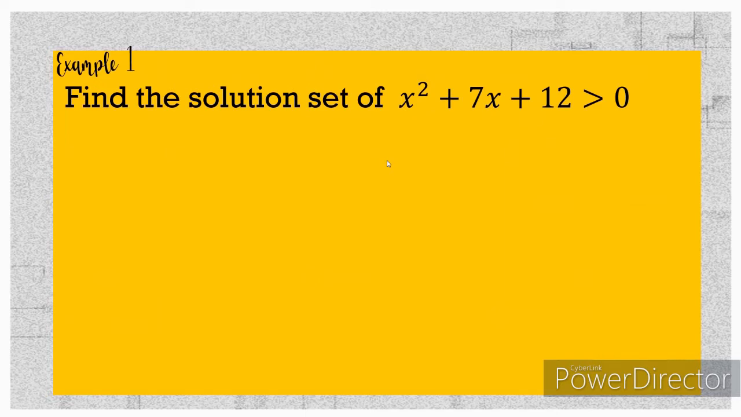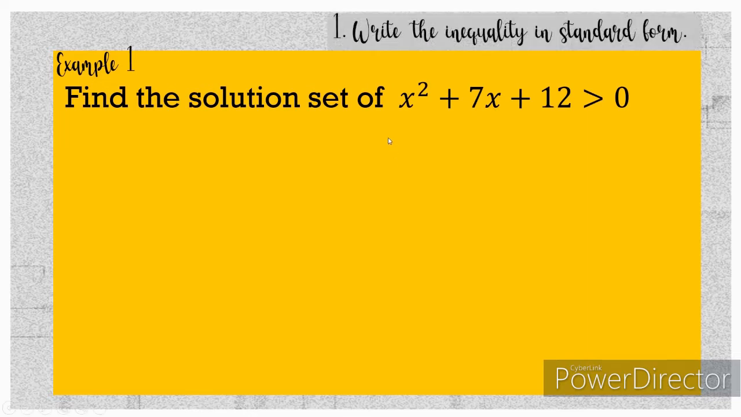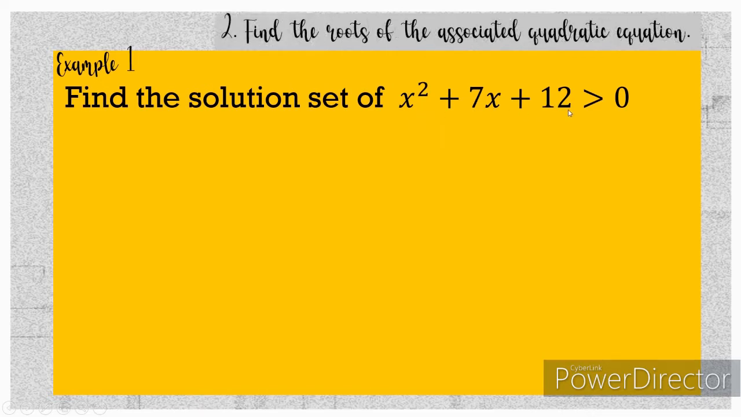First, find the solution set of x squared plus 7x plus 12 is greater than 0. For the first step, write the inequality in standard form. Since it is already written, let's go to the second step: find the roots of the associated quadratic equation. The greater than sign, we just replace it with an equal sign. That is the associated quadratic equation of this quadratic inequality.